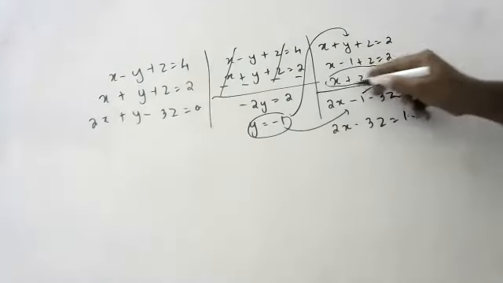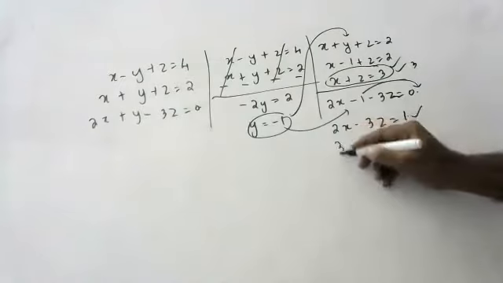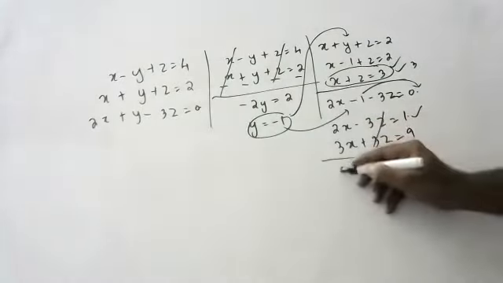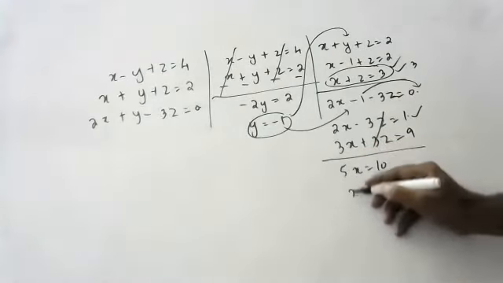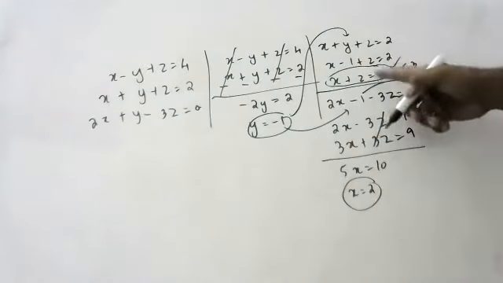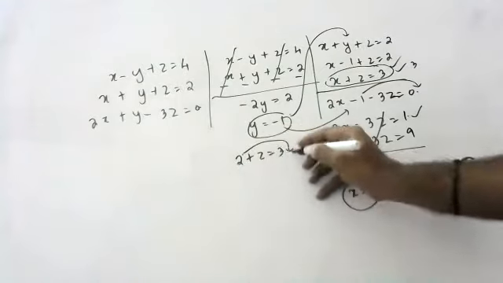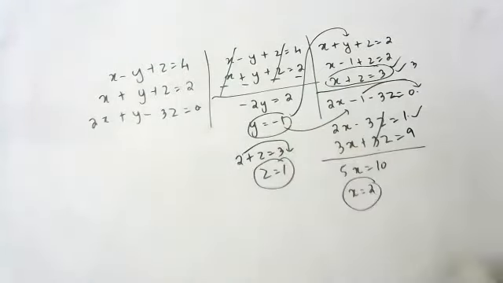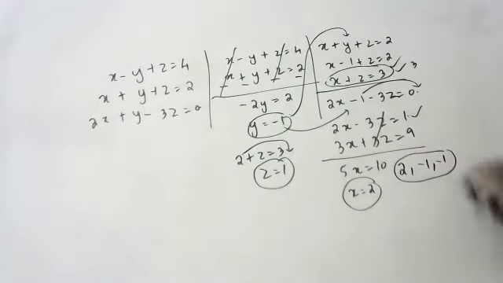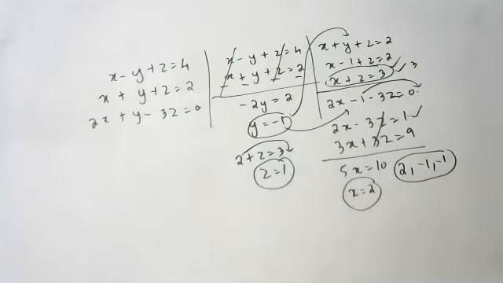We will multiply this equation with 3. What happens? 3x plus 3z is equal to 9. Cancel 3z: 5x is equal to 10, x is equal to 2. Now x is there, y is there. Substitute x here or here. I'll substitute here: 2 plus z is equal to 1, so z is minus 1. So the answers are 2, minus 1, minus 1. And if you find one value, the remaining values you can easily find out, children.